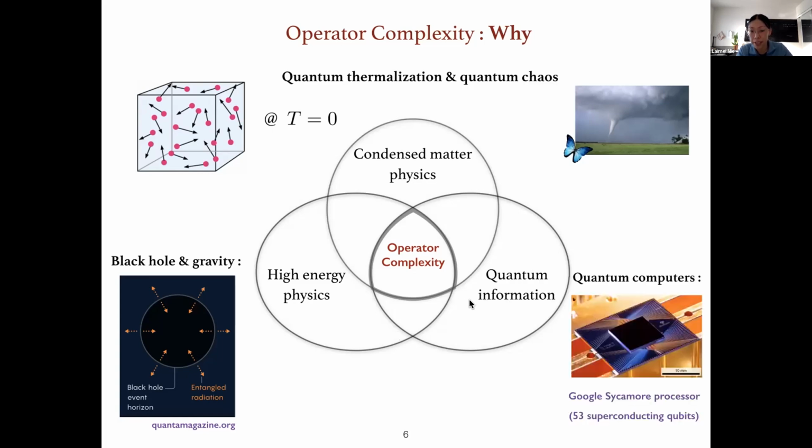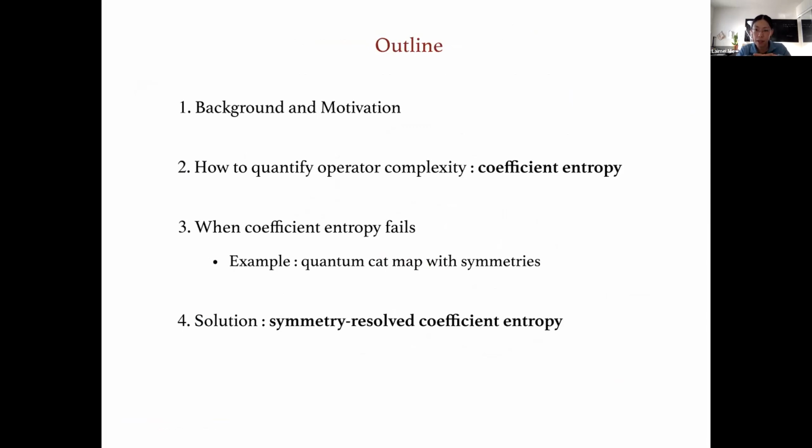And the quantum information community cares about operator complexity for the sake of building better quantum computers. This is an example of the Google Sycamore processor. If you want this processor to function well, then you need those superconducting qubits in the processor to talk to each other coherently. If instead the qubits start to thermalize or to increase operator complexity, then you lose track of the original information you put in the processor. So the quantum information community tries really hard to avoid thermalization and avoid the growth of complexity. Okay, so that's a little background and motivation of why we care about operator complexity.